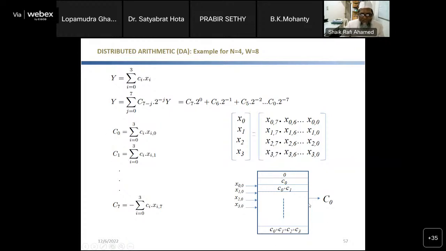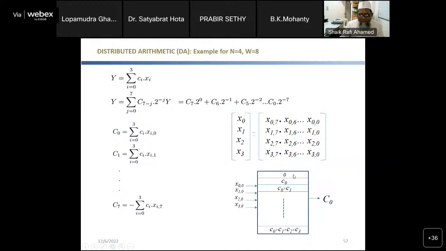To get C0, I will use the values X00, X10, X20, X30. These are bits. If I take all zeros, we get 0. If I get 0001, we get only C0. If I get 0010, we get C1. For 0011, C0 plus C1. If I get all ones, we get C0 plus C1 plus C2 plus C3. What I will do is pre-compute these and store them in memory. Then, depending upon the input received, I will compute this C0.